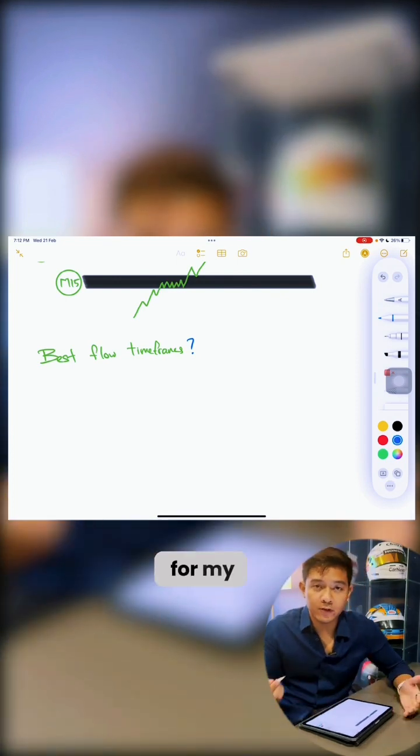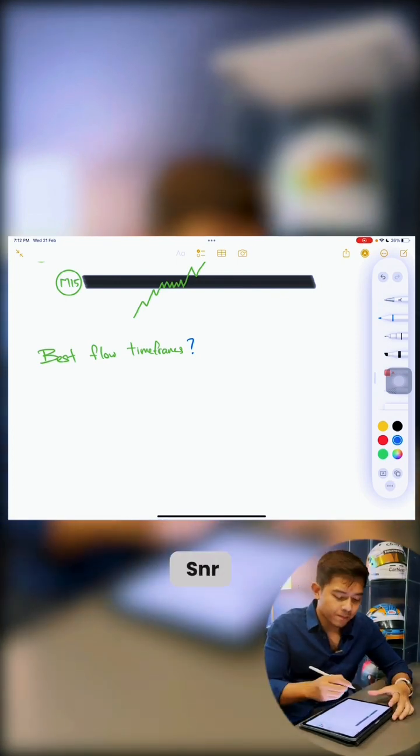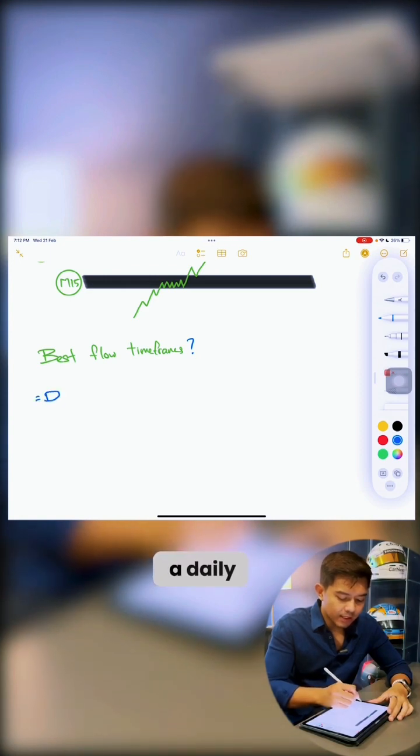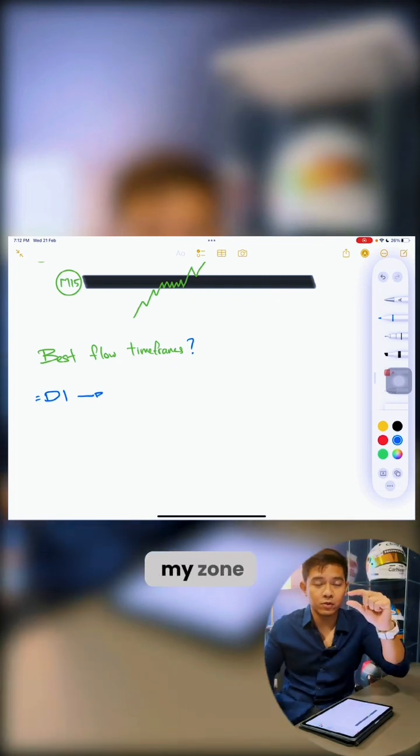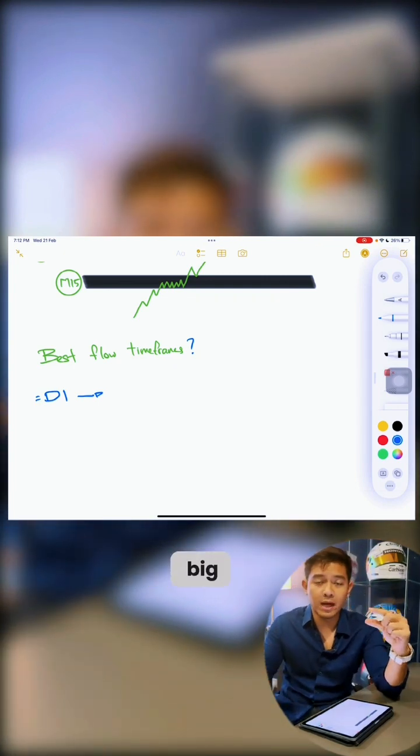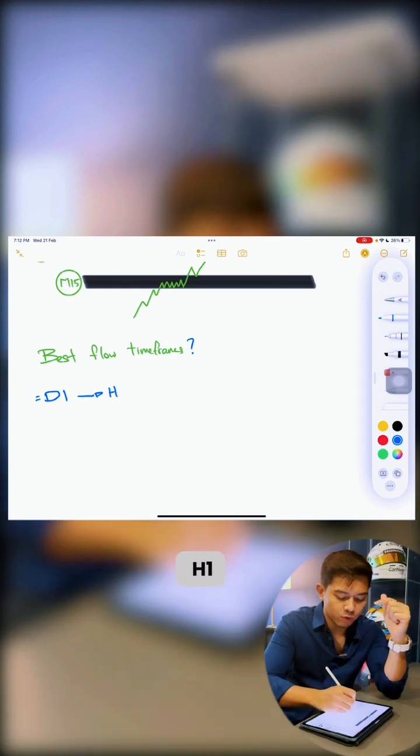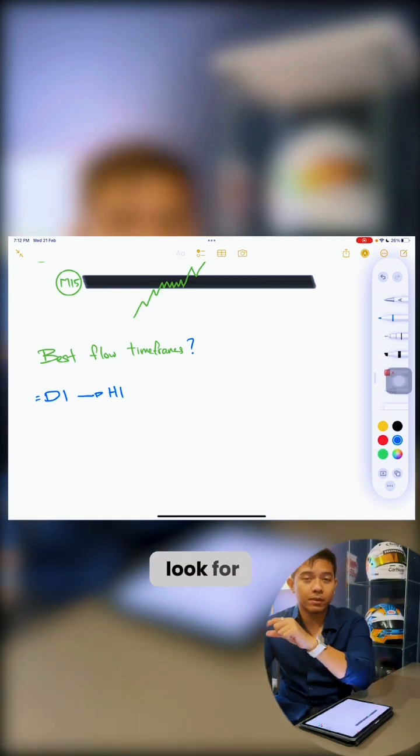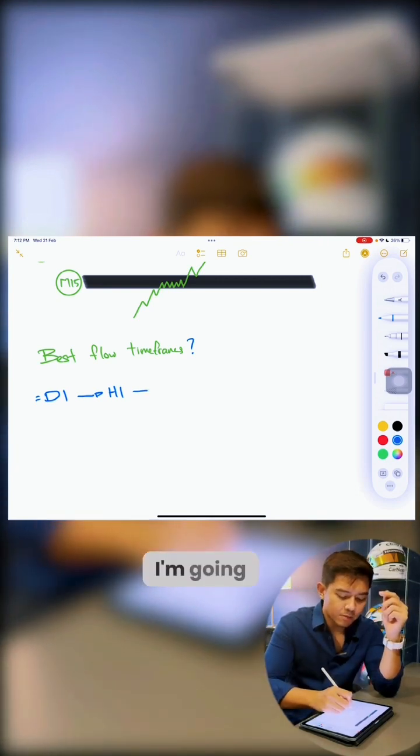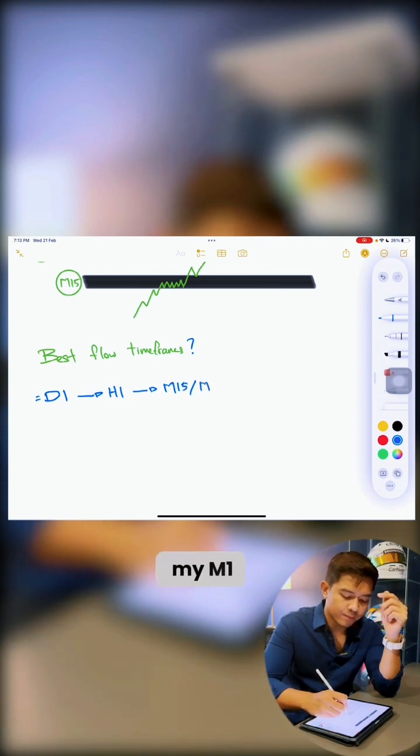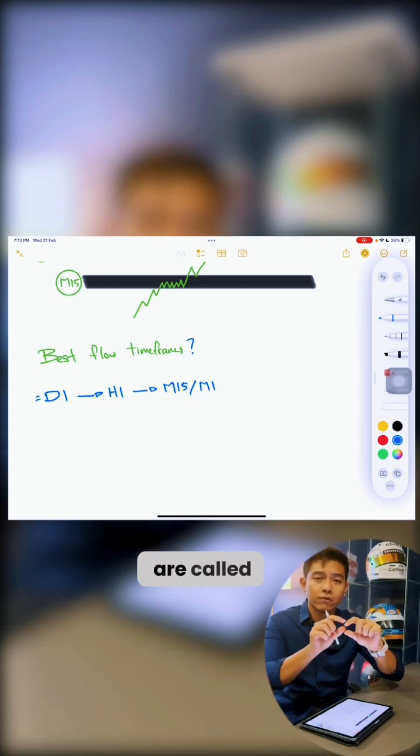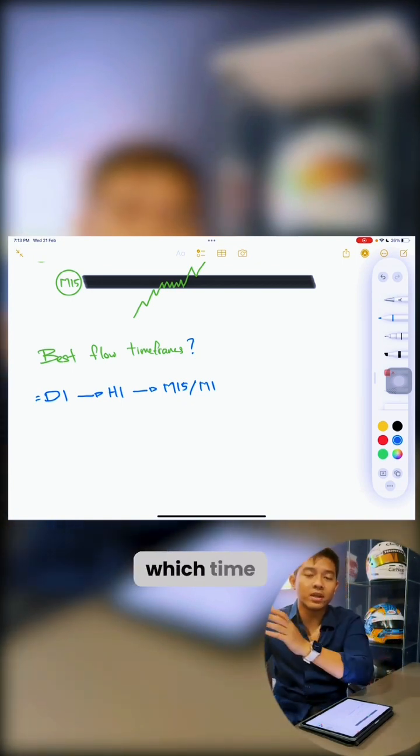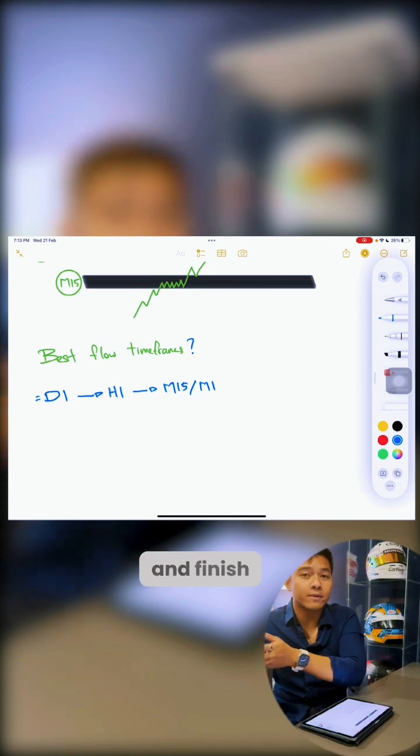If I'm looking for my fresh breakout, or if I'm looking for my SNR, if I start on a daily candle, I'm going to go down 2 time frames. So if I find my zone in my D1, and if it's so big, I'm going to scale it down to my H1, 2 time frames down. And from my H1, if I'm going to look for my confirmations on my lower entries, I'm going to use my M15 all the way until my M1. That's it. So those are called flow. So you know which time frames you are supposed to start from and finish to.